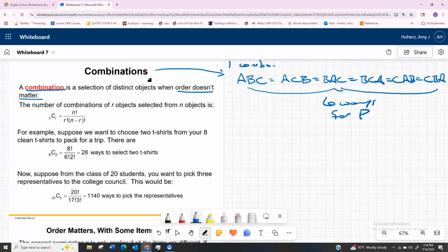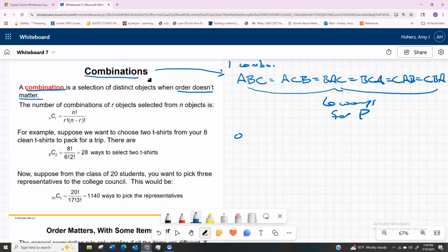So if we're looking at this next example, suppose we want to choose 2 t-shirts from your 8 clean t-shirts to pack for a trip. Now, why does order not matter? Well, you're not deciding what days you're going to wear those t-shirts. You're just selecting 2 t-shirts to put into your bag. You don't care whether you pick the yellow shirt then the white shirt or the white shirt then the yellow shirt. They're both going to be in your bag for your trip. So the order doesn't matter, so it's going to be a combination.